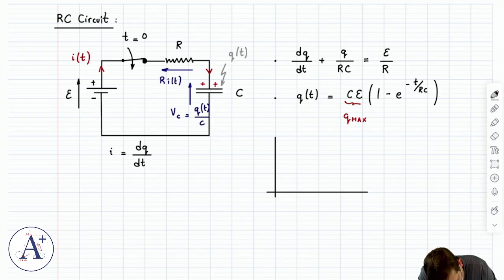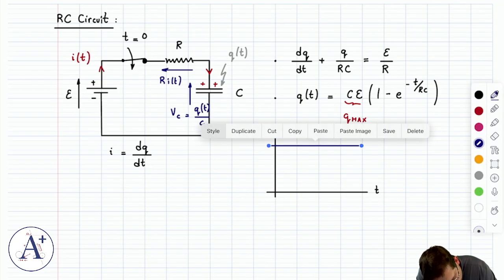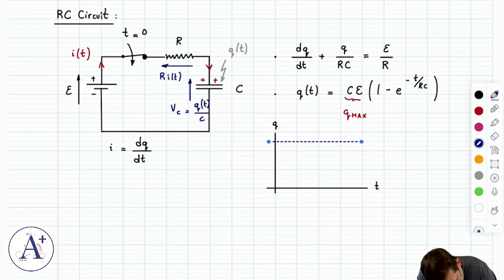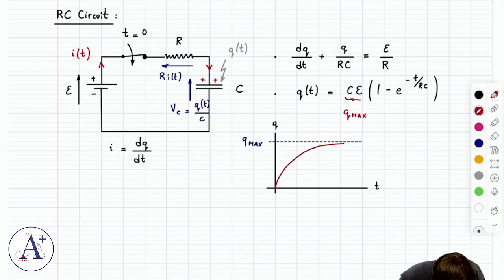If you were to plot it, this is T, this is Q, and Q max is going to be an asymptote. You cannot exceed Q max. That is the most amount of charge you can store on those plates. And then the growth is actually exponential. So it starts out pretty solid and quick, and then it dies off with this as an asymptote, something like that.